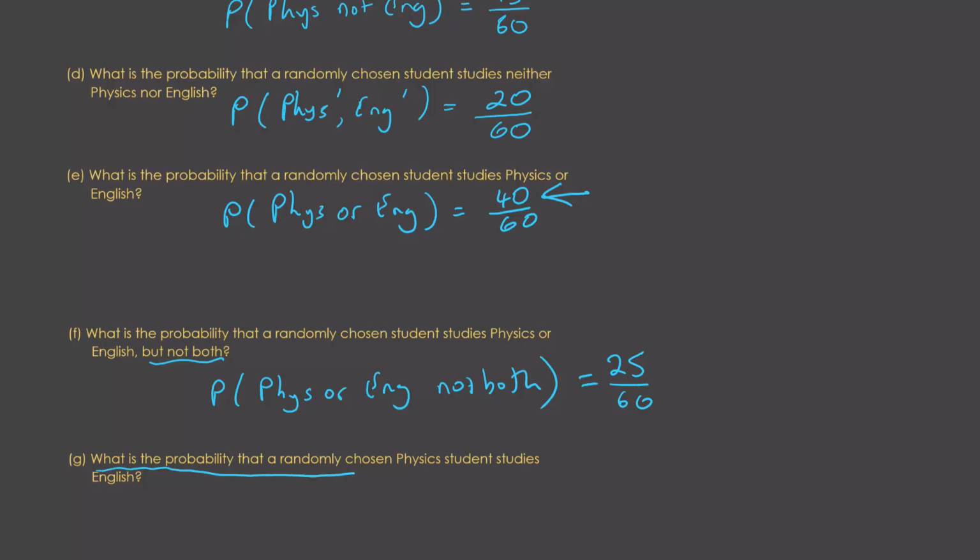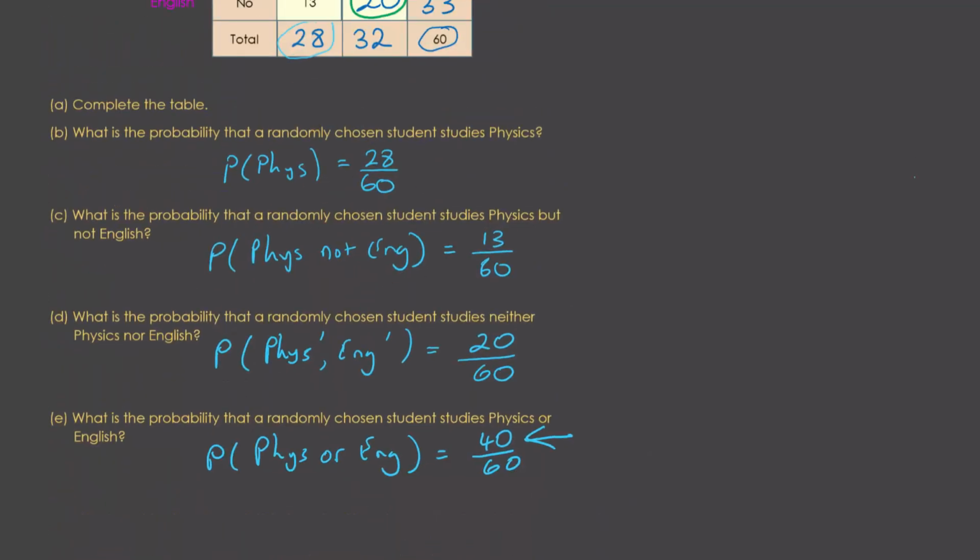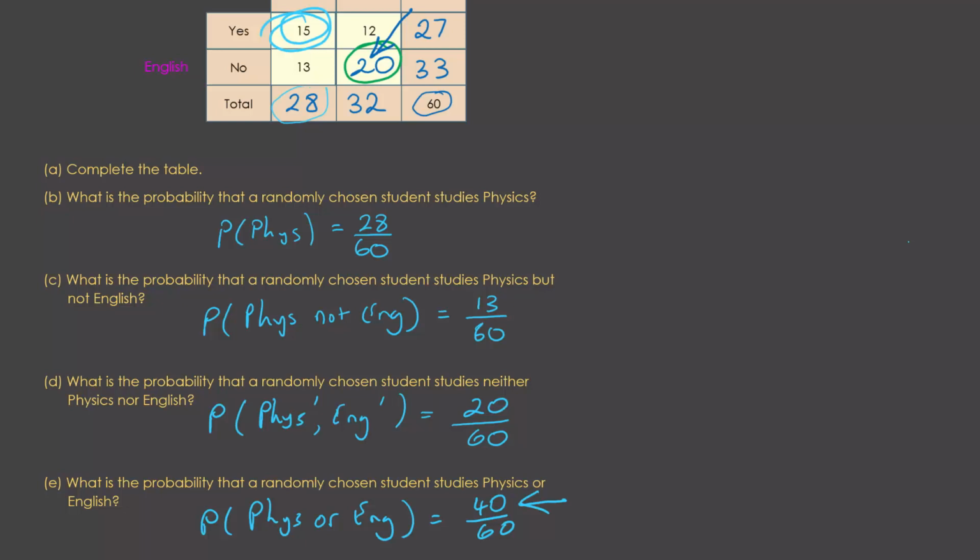What is the probability that a randomly chosen physics student studies English? Now, that changes things a bit, because once we know that the student is a physics student, that means that we are only looking at these students here. And we know the total here was 28. So the denominator for any probability is now going to be 28.